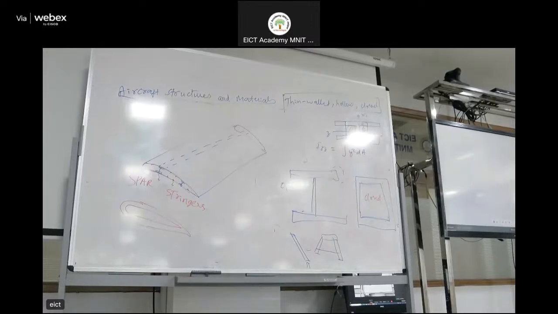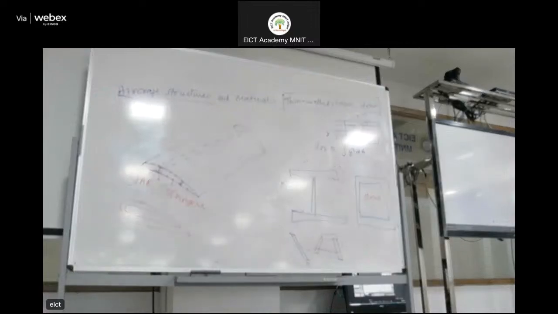Similarly, if I go over to, let's say, 25% thickness, my weight will go down, but my drag will increase enormously. Again, it will not work. So there are two competing things. We have to reach a compromise and see which combination works best, right?